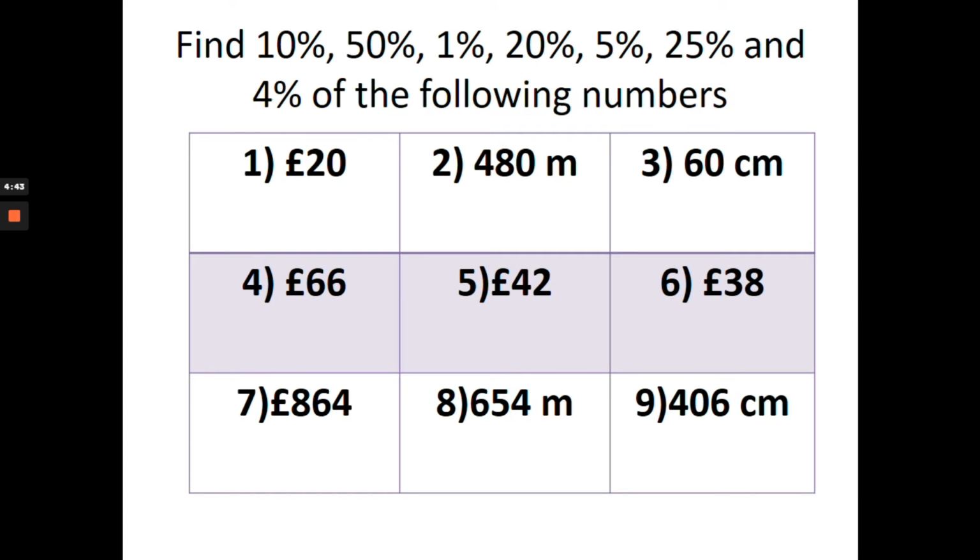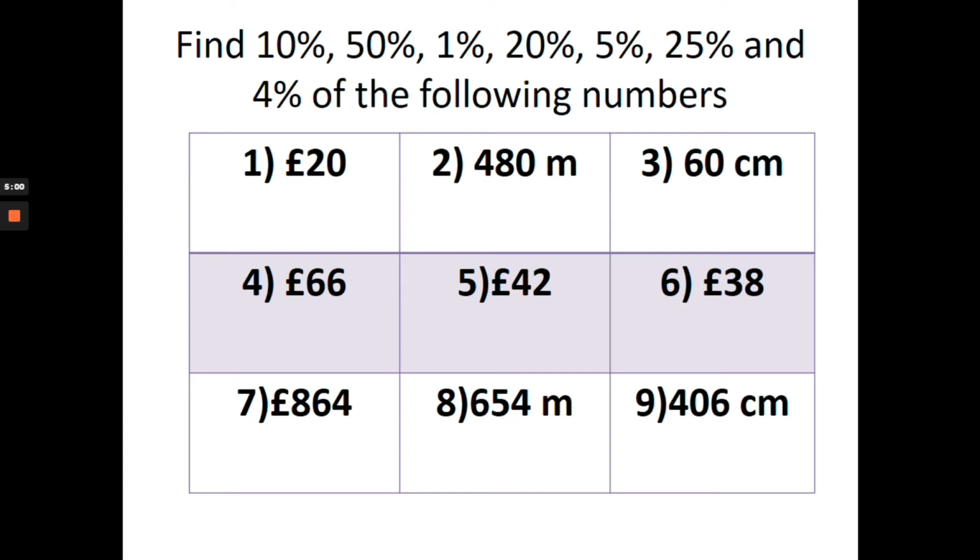So now I want you to try these. Find 10%, 50% and 1% of those numbers. So you should be able to do that. But once you've got those, how are we going to apply that knowledge to be able to work 20, 5, 25 and 4% out?